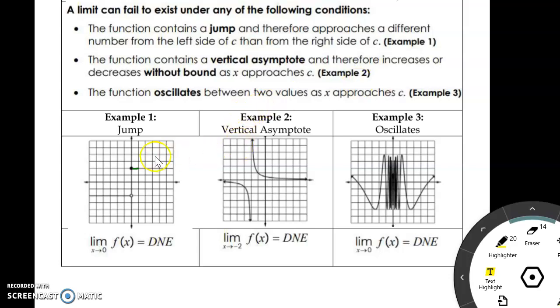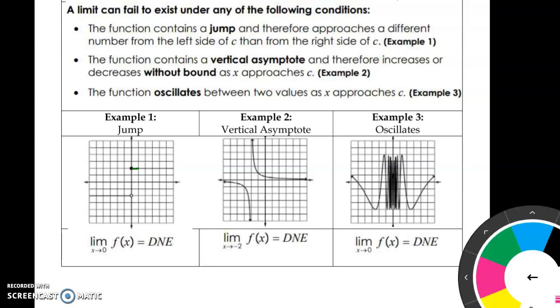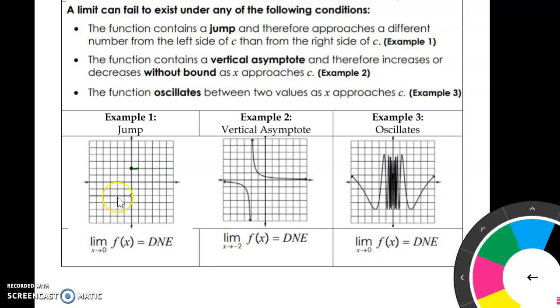Like if you have a piecewise function. This limit doesn't exist because it approaches a different number from the left side than from the right side. If we look at the first example, the limit as x approaches 0 of f of x doesn't exist because if we look from the left-hand side, the limit as x is approaching 0 is -2. But from the right-hand side, the limit as x approaches 0 is +2. Because -2 and +2 are different values, we say the limit here does not exist.